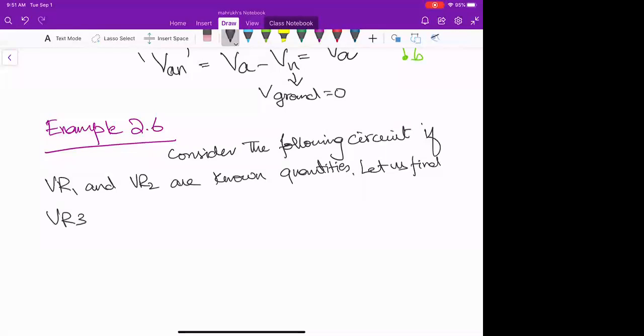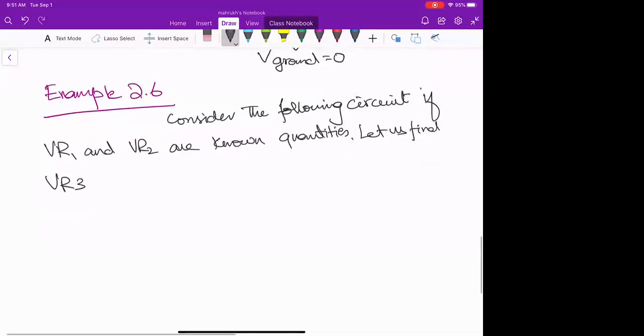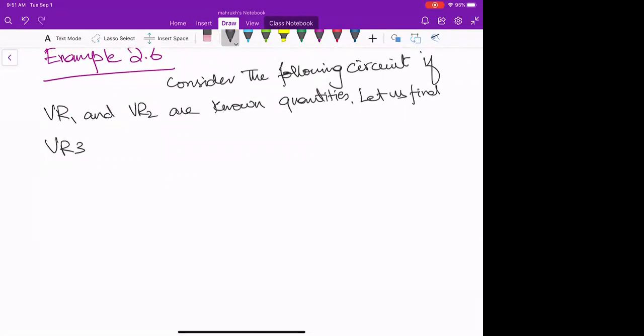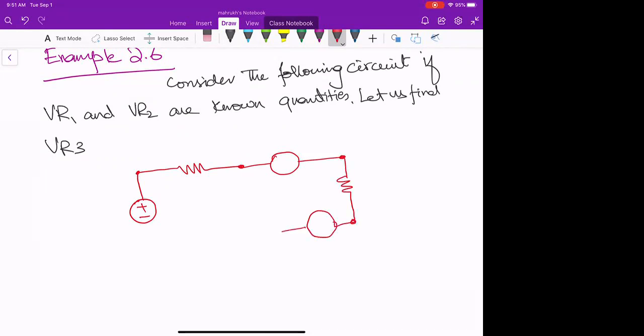So we are given VR1 and VR2, and we have to find VR3. So let's see what it is. We have a voltage source, resistor, voltage source, resistor, voltage source. So there are multiple voltage sources in the circuit.